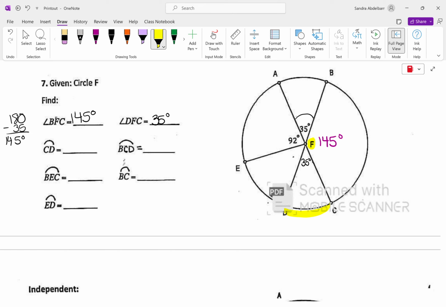Then we want to find the measure of arc CD. Well, the arc and its central angle are the same. Isn't angle DFC a central angle since its vertex is at the center? So if angle DFC is 35 degrees, then arc DC is also 35 degrees.